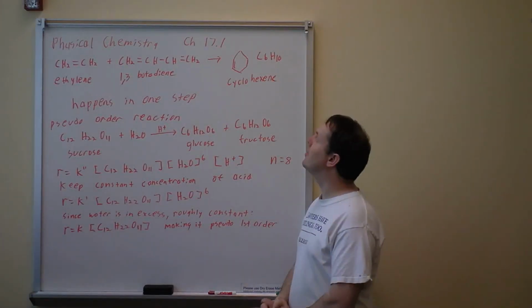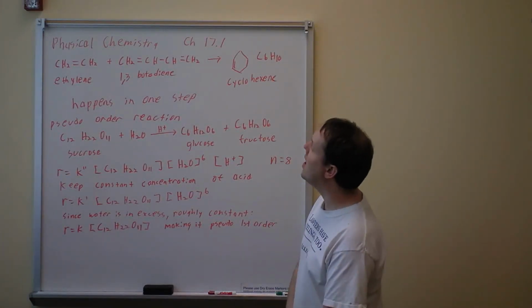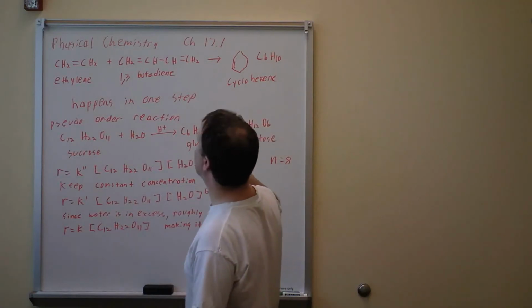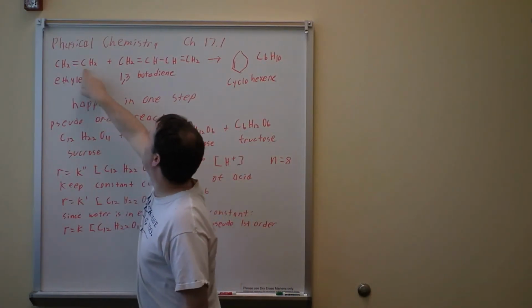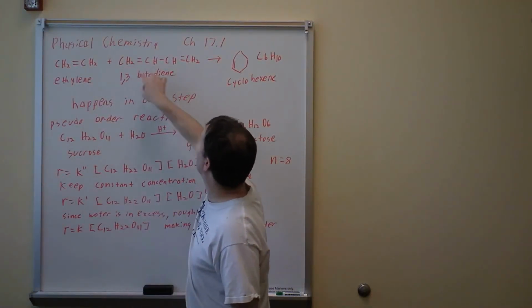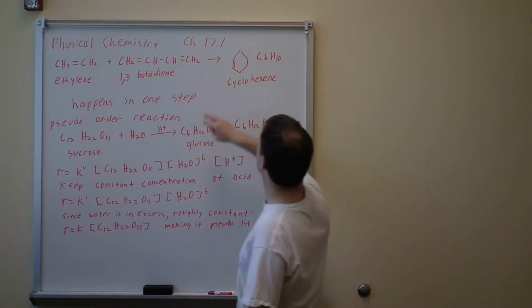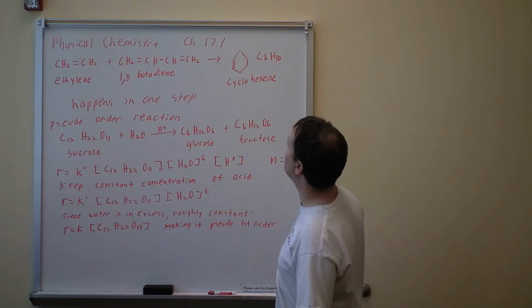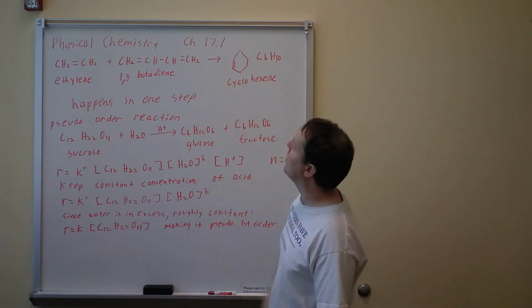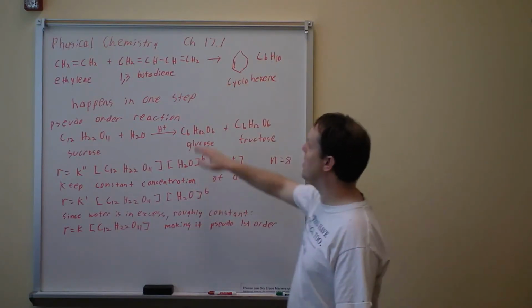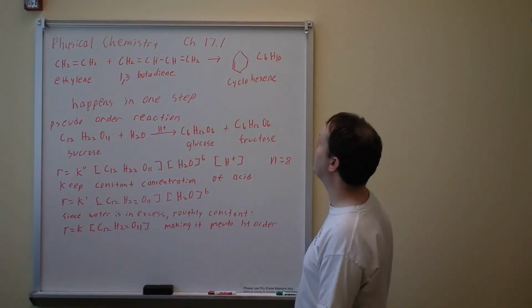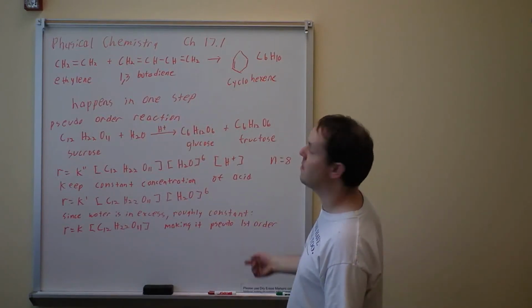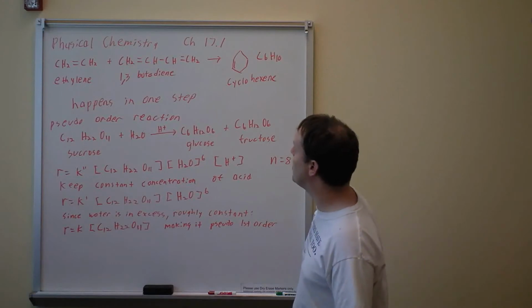Alright, continue on chapter 17. We are finishing up section 1. So here's another reaction. We've got ethylene, double bonded carbons here, plus a diene, 1,3-butadiene. Those are going to react to make cyclohexene, C6H10. It's believed that this happens in one step. So, just because you have complicated molecules doesn't mean you're going to have a complicated rate law or anything like that. You've got to do an experiment and find out for sure.